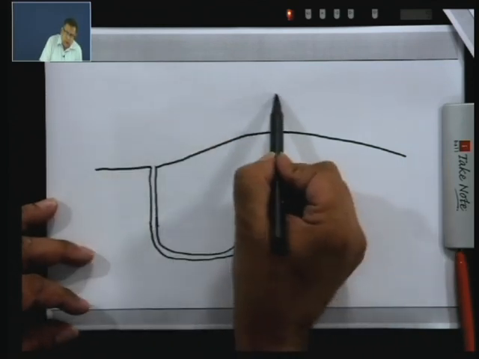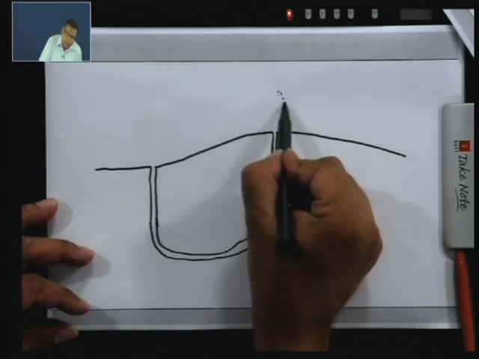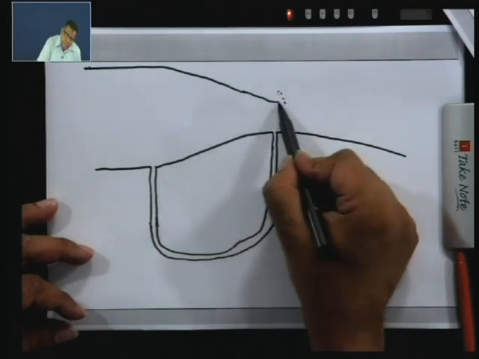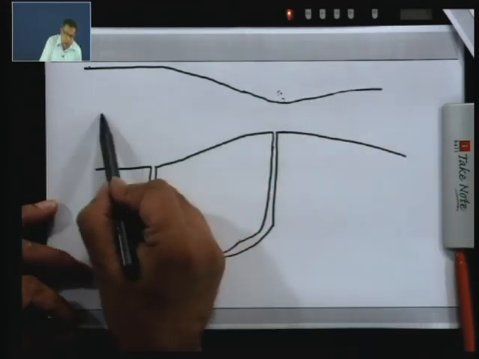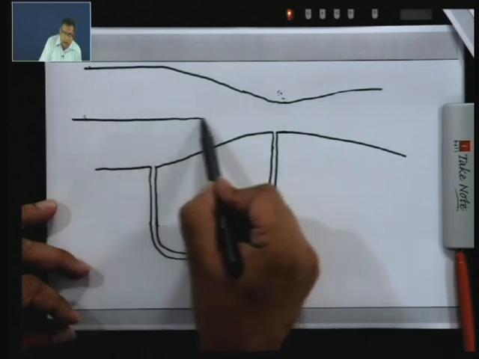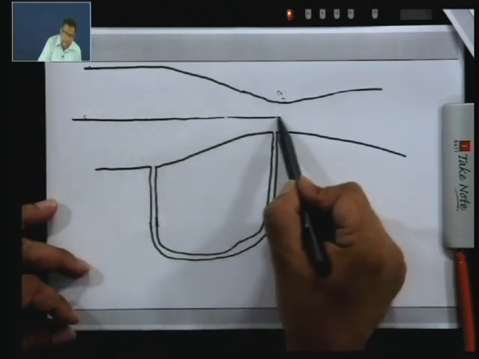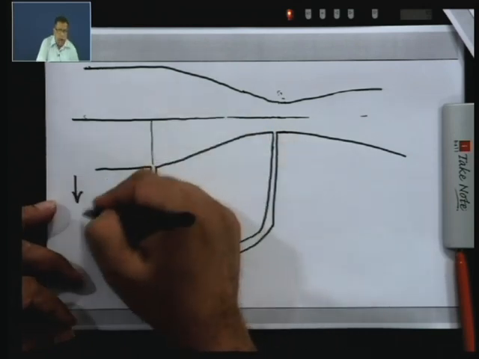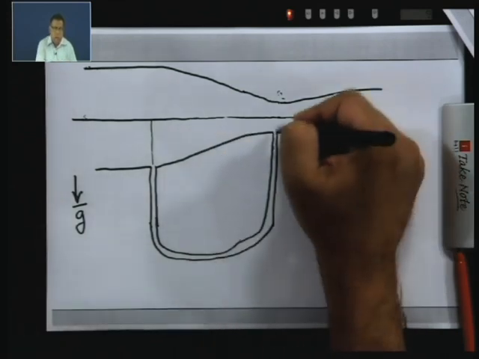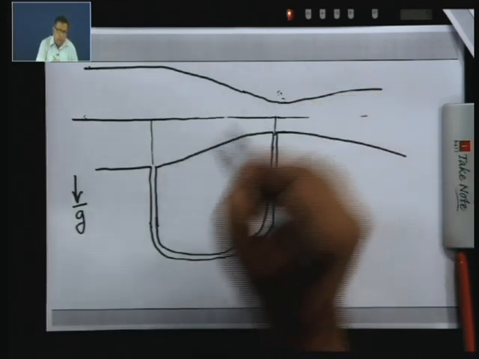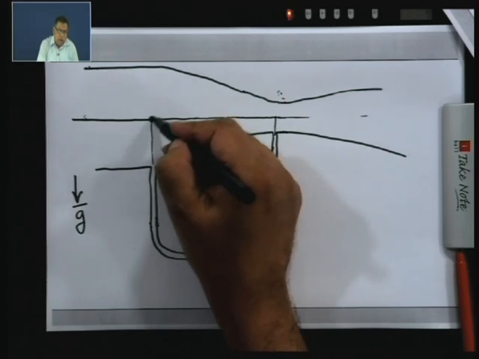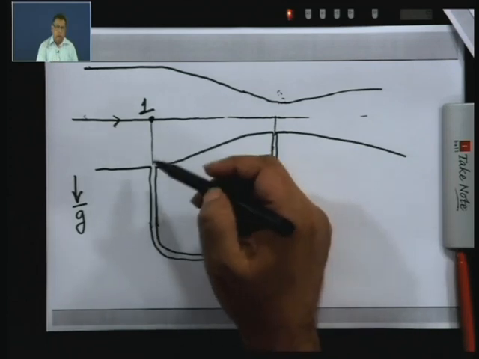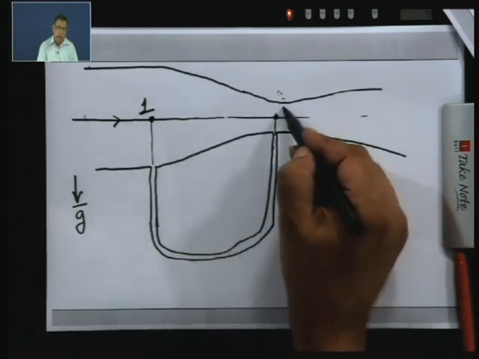So, this is your Venturi tube or Venturi meter. What we will do is apply Bernoulli's equation along the central streamline. Now, this is the direction of gravity, and this is the horizontal tube. I will draw vertical lines at this point on the central streamline, which I will call point 1, and this point I will call point 2.